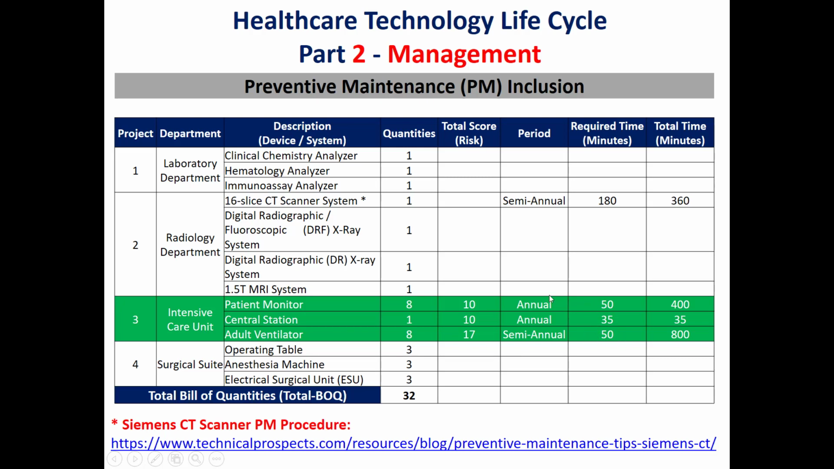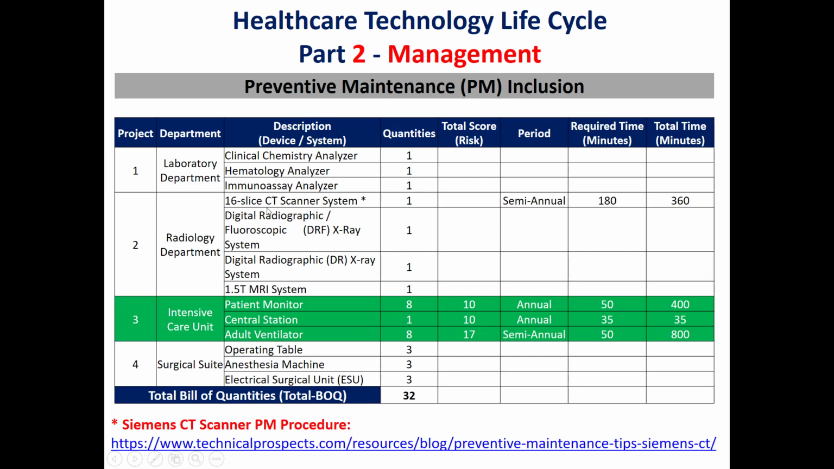So the total time to make the IPM for 8 patient monitors will be around 400 minutes. For the central station will be 35 minutes, and for the adult ventilators will be around 800 minutes. So if we add these numbers together, we will have how much time is needed for the IPM, the inspection and preventive maintenance, for the new equipment in the intensive care unit. Similarly, we make the same calculation for the other machines.